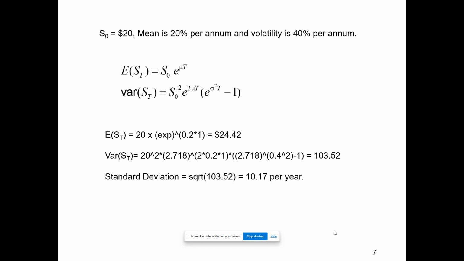Similarly, the variance of ST can be calculated by S0 squared e raised to the power of 2 mu t times e raised to the power of sigma squared t minus 1. So that gives you a value of 103.52. So remember, this is the variance. So to calculate the standard deviation, take the square root of this value. So the square root of 103.52 gives you a standard deviation of 10.17 per year.